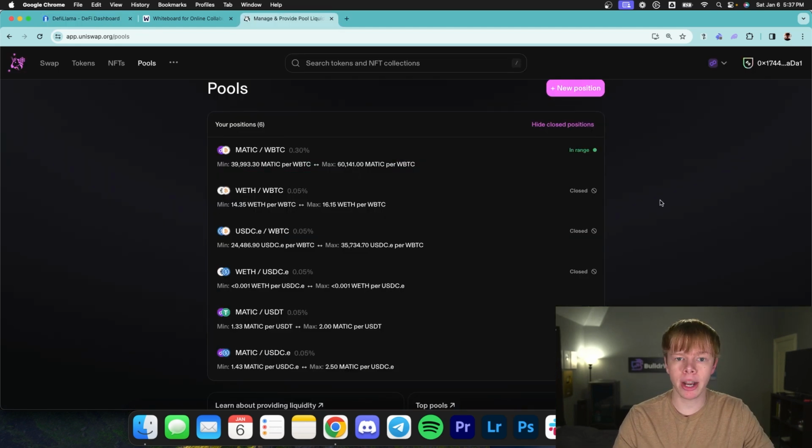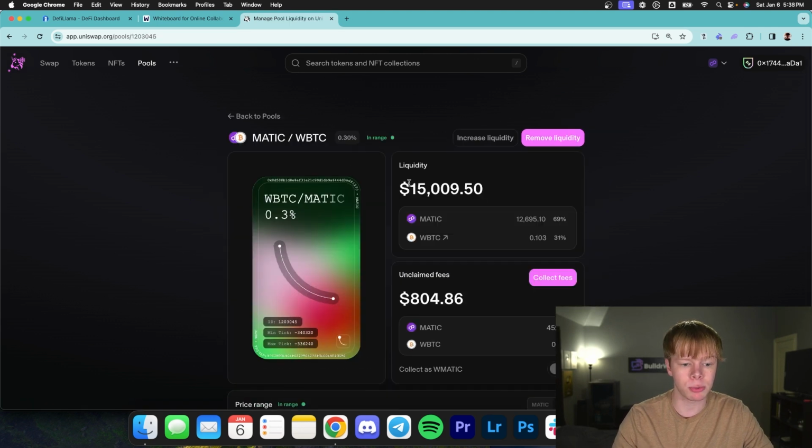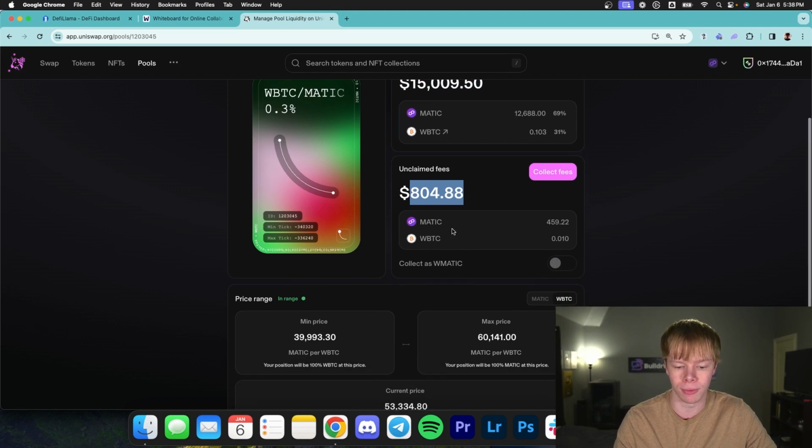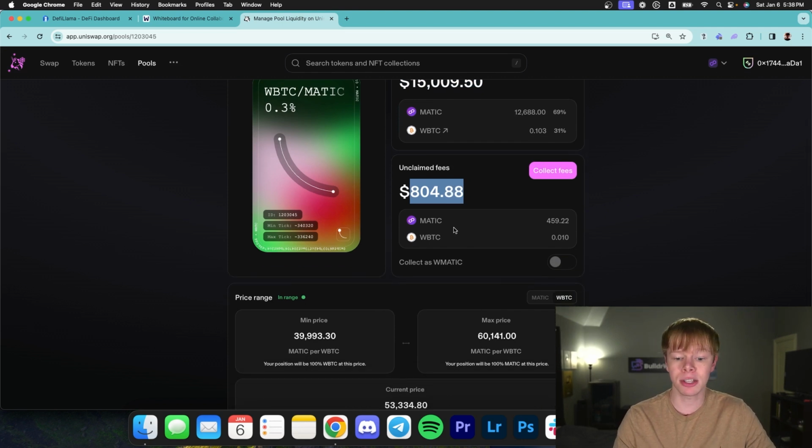Now, as you can see, on the Polygon network alone I have had a lot of different Uniswap v3 positions over here, but this one right here is Matic to wrapped Bitcoin. I currently have about $15,000 worth of liquidity deployed into this position, and fair warning, it has been deployed for roughly a week. I am getting roughly 35% APR in this pool, but I have been able to collect roughly $800 in overall fees since then. That is really, really good, guys.